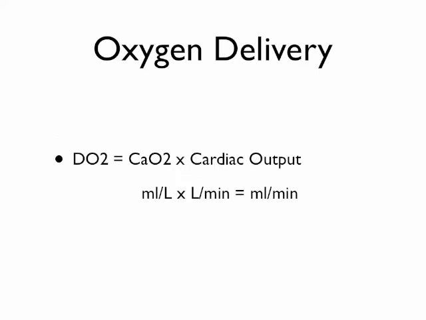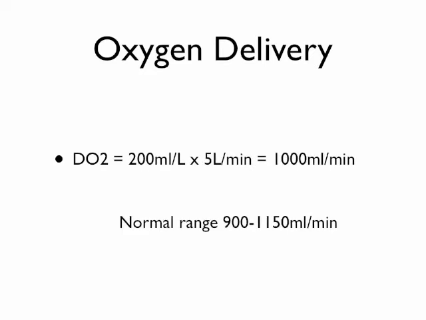Now, the oxygen delivery depends on the oxygen content of the blood multiplied by the cardiac output. So it's the oxygen content in mils per litre times the cardiac output in litres per minute that will give you oxygen delivery in mils per minute. So again, to stick some numbers in there, if we've got the oxygen content of 200 mils per litre and the standard cardiac output of 5 litres per minute, then the oxygen delivery is about 1,000 mils per minute. And again, the normal range is about 900 to 1,100 mils of oxygen per minute.